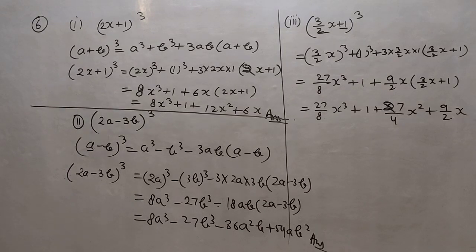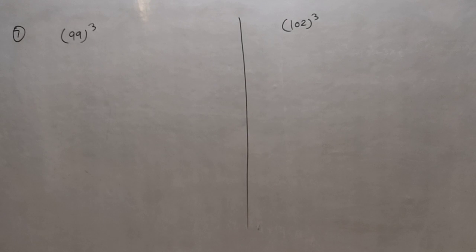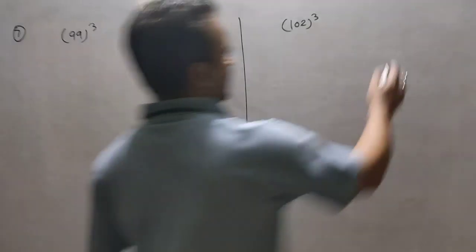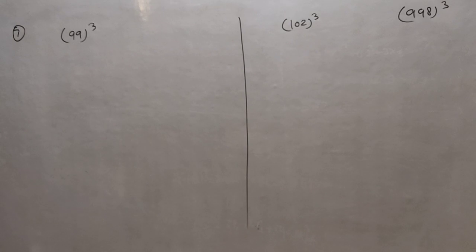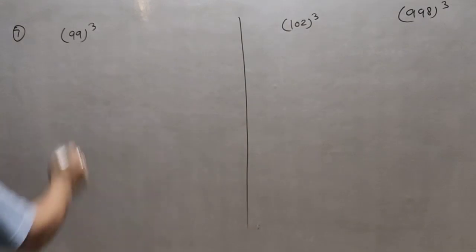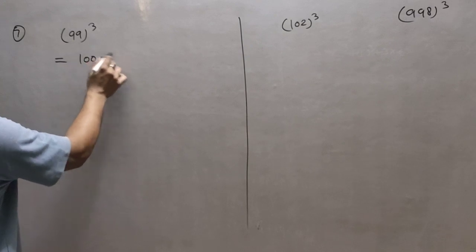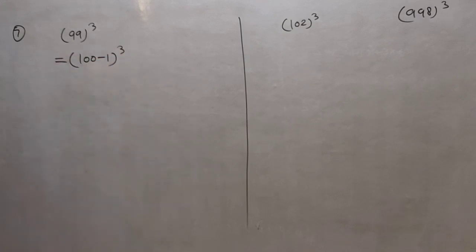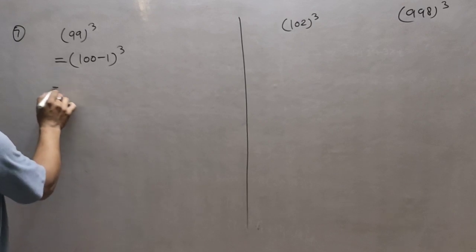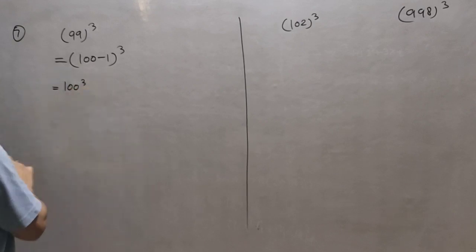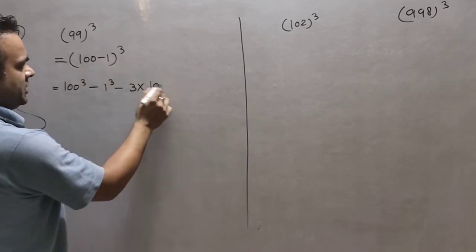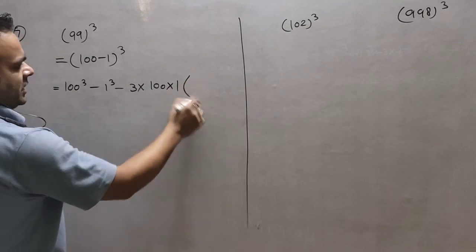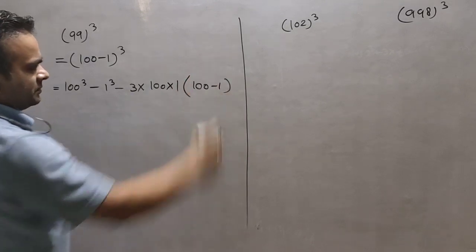Now question number 7. 99 cube and 102 whole cube, and there is one more, 998 cube. We will see two parts, and the other part you have to do yourself. Okay, can we write it as 100 minus 1? Now it will work as (a - b) whole cube, and we know the identity: a cube minus b cube minus 3ab into (a - b). A is 100, b is 1.